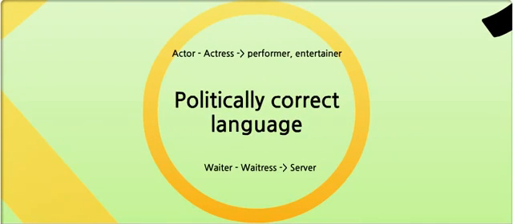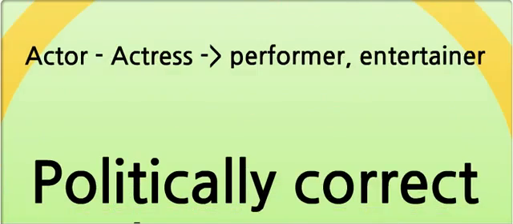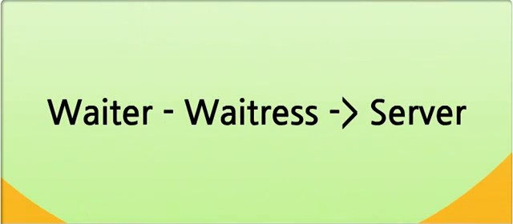In English, we have what is called politically correct language. So some words that were used for this difference, like actor and actress, have changed in order to include all people and avoid rejection. So these two words have changed into performer or entertainer. The same has happened with waiter or waitress. We no longer use these words, we say server.